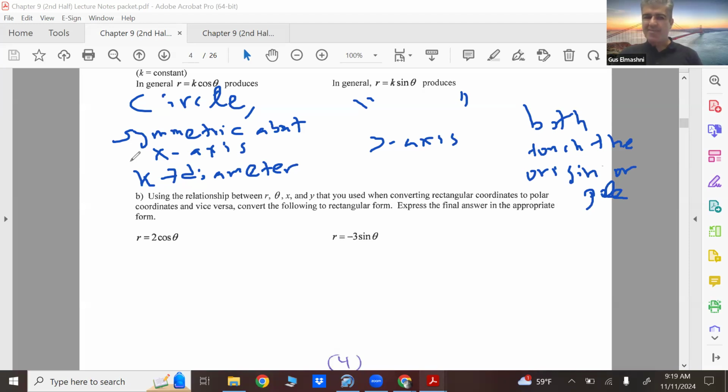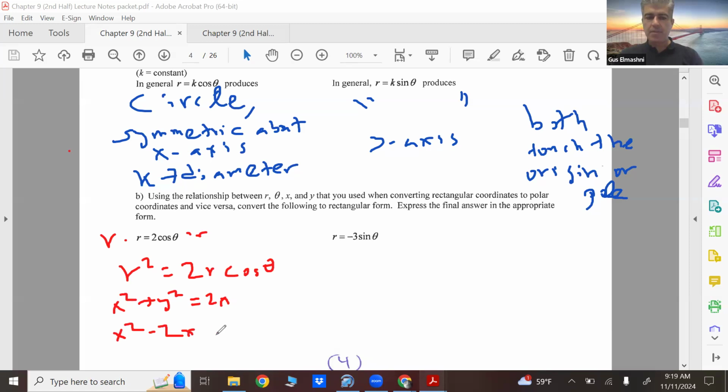So to convert, it's pretty easy. Just multiply by r and r. R squared equals 4 cos squared theta. Sorry, 2r. Jeez, I can't believe I did that. 2r. So x squared plus y squared equals 2x. If you move things around, you should get this. You can add one to both sides. You should get x minus 1 squared plus y squared equals 1.